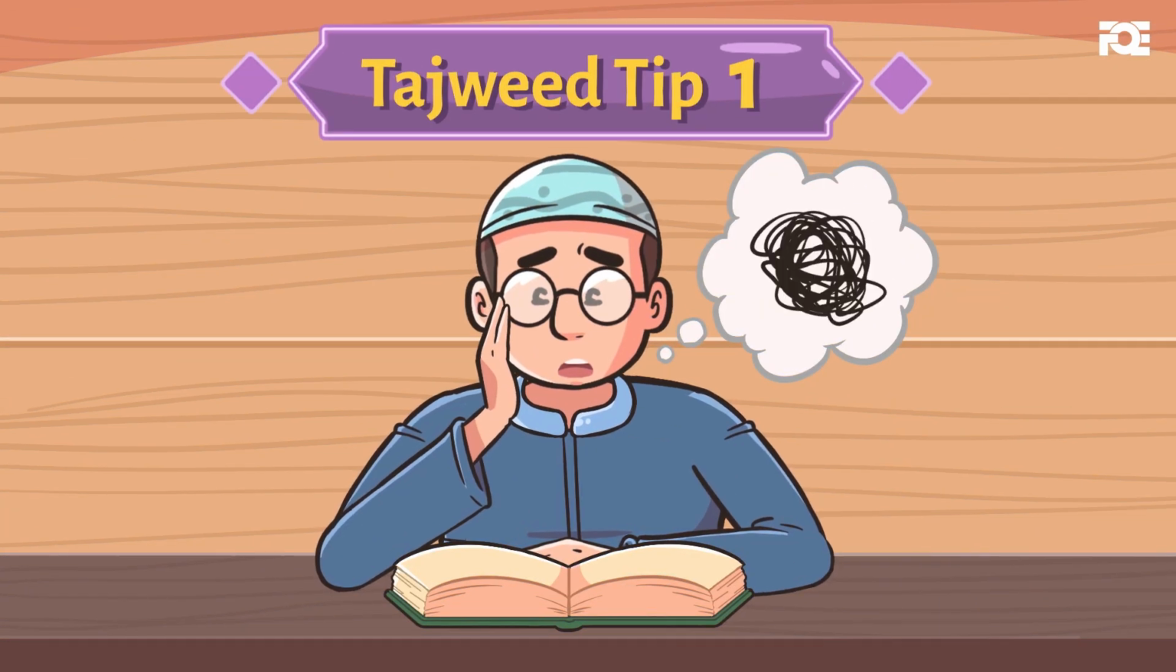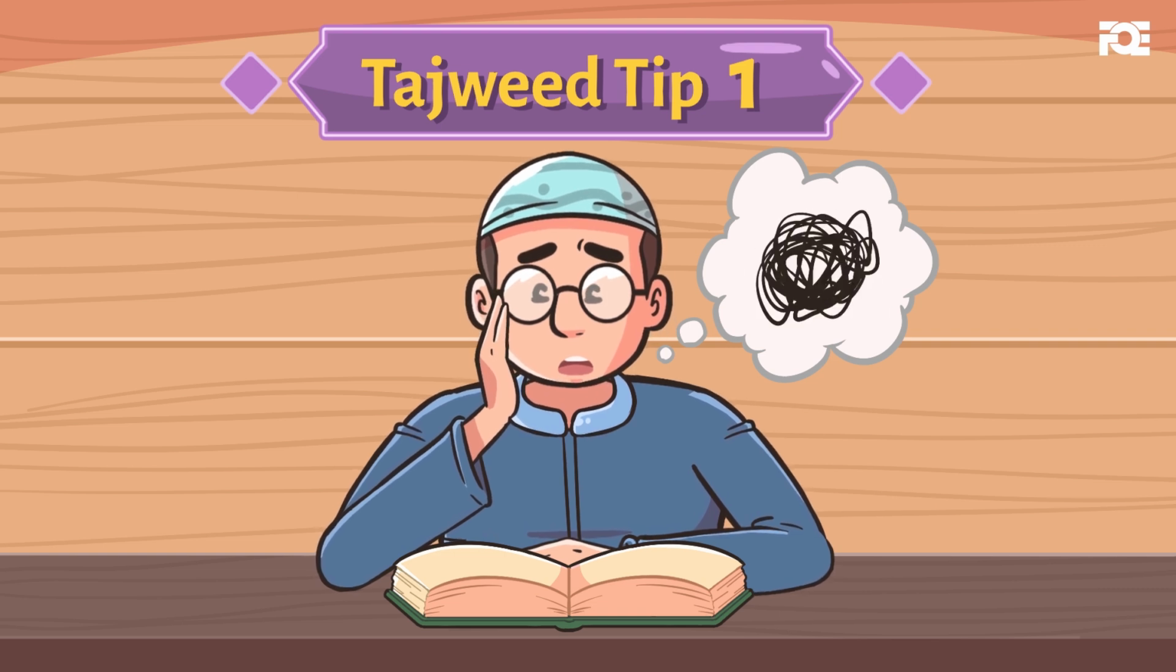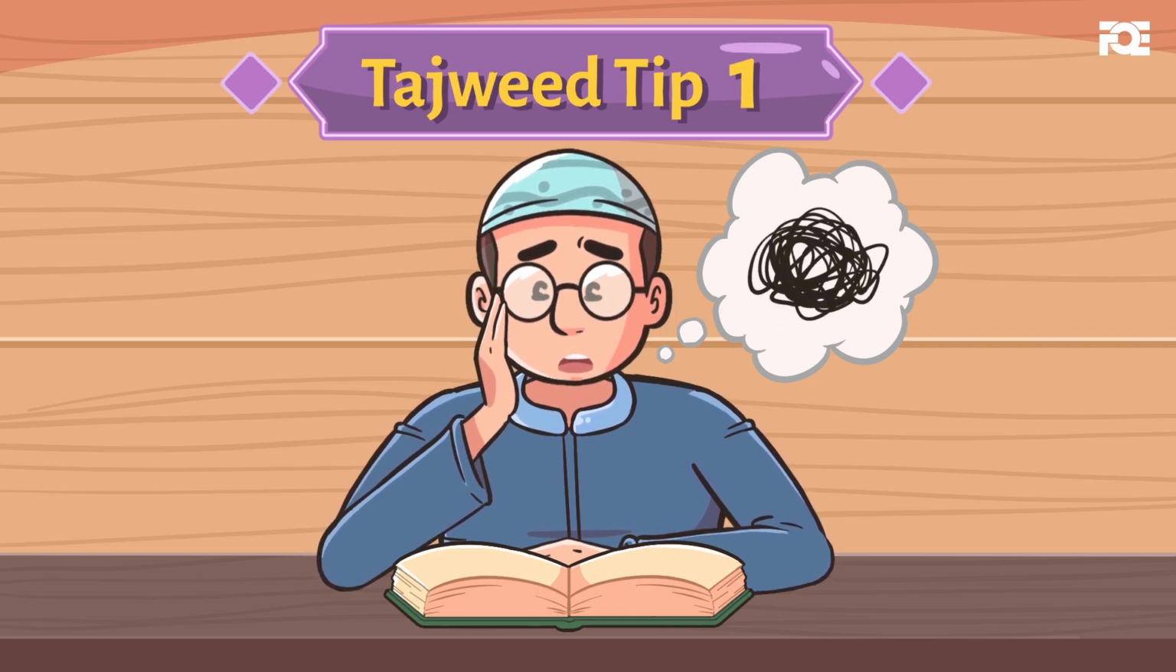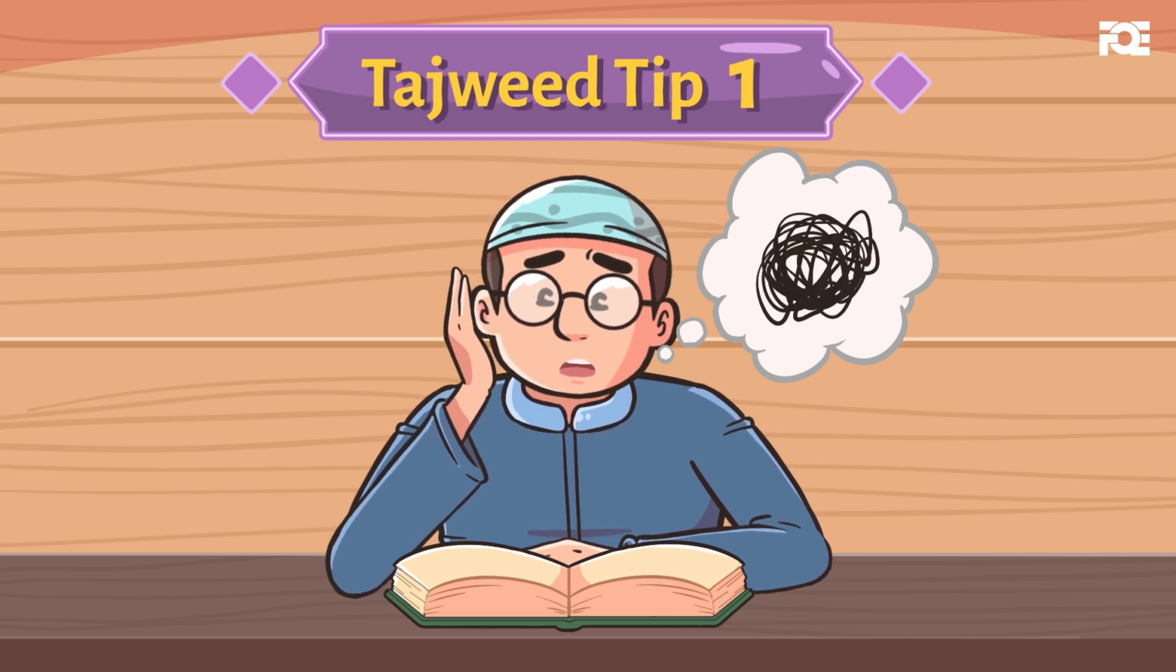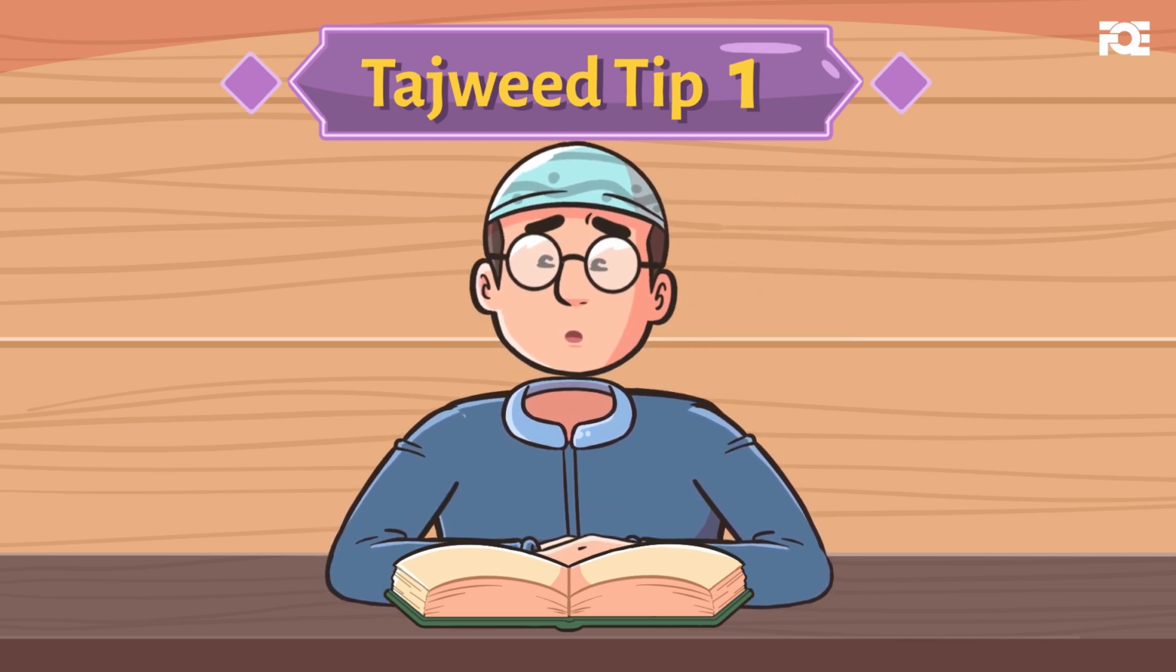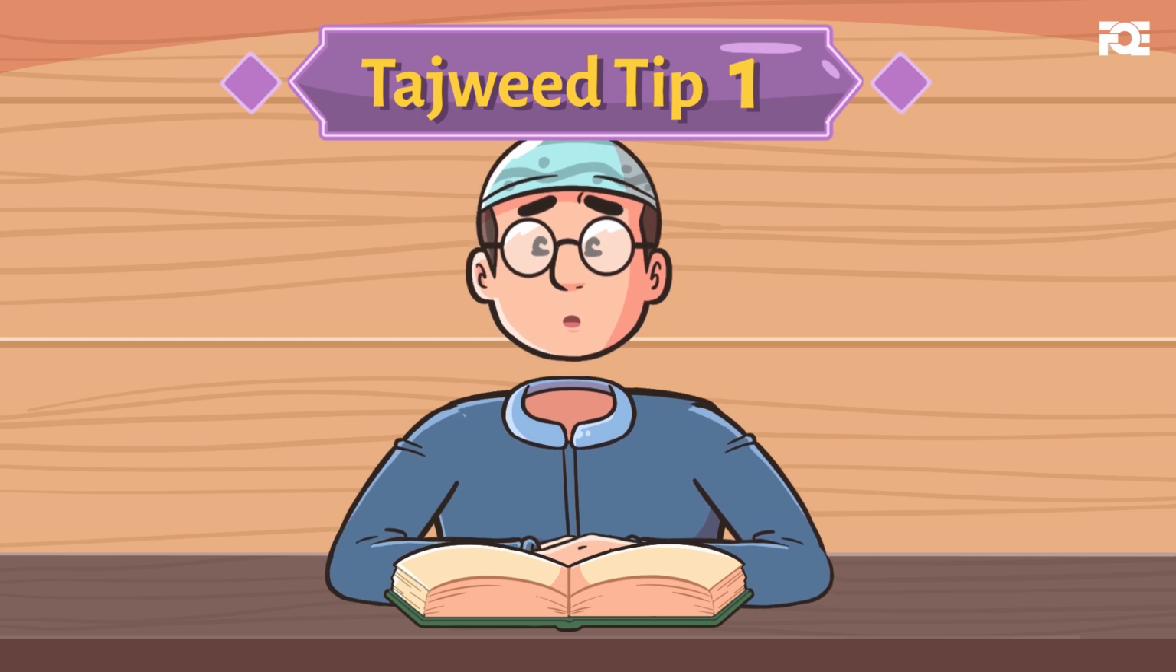Let's take Tajweed tip number 1. If the Makharij of letters are new to you in a verse, then first listen to that verse tens of times. Why? To make your brain receive that sound clearly. This is how an Arab child learns.